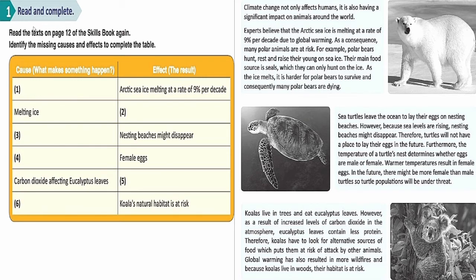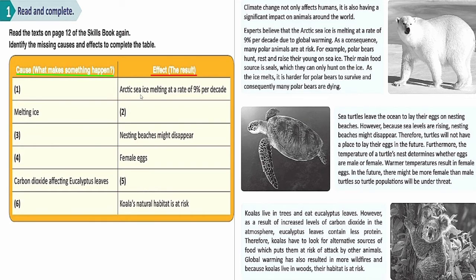Read and complete. Read the text on page 12 of the skills book again. Here we have the three texts. Identify the missing causes and effects to complete the table. This table consists of two columns. Column number 1 is for causes, what makes something happen, and the second column is the effect, which means the result. So let's start with the first sentence.